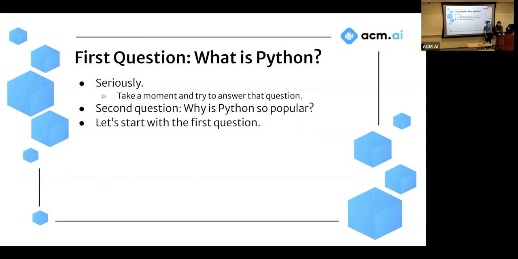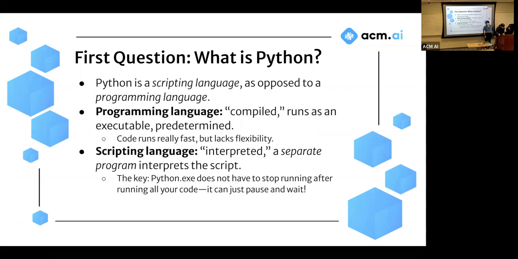Who here has taken CS35L? Yes, you will know this because Python is a scripting language. And that is one of the two main reasons why we use it for scientific computing and machine learning. A programming language like C++ is compiled, aka it runs an executable, predetermined set of instructions. You write code, the compiler takes the code and converts it to zeros and ones, a bunch of machine code that will be executed.